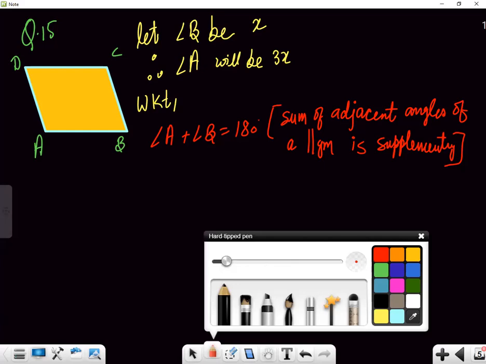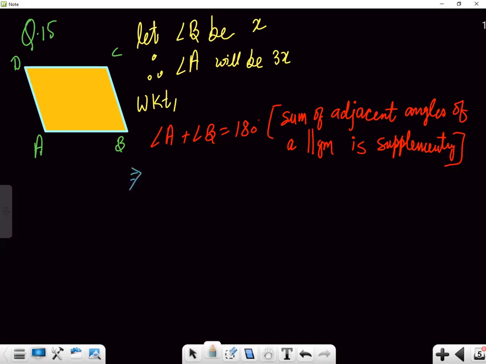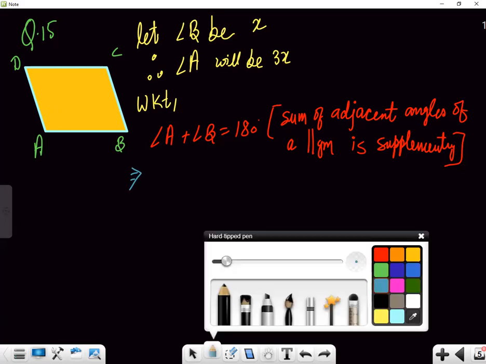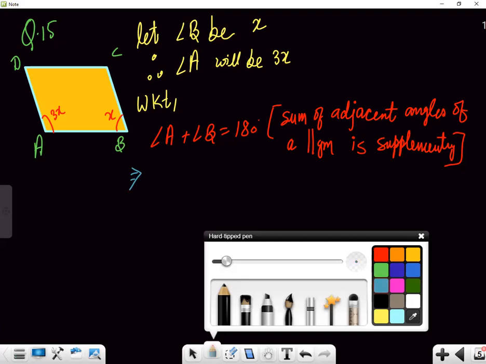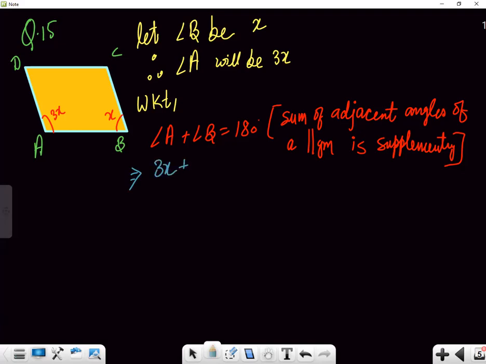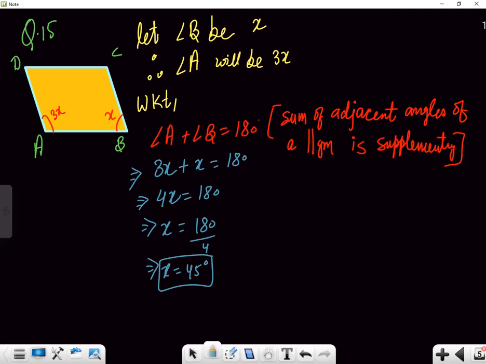Now after that what you have to do, just put the values. So angle A is 3x. Angle A, what is the measure of angle A? Angle A here is 3x and angle B is x. Okay, so after putting the values, angle A, that is 3x, and angle B is x, is equals to 180. So 4x, 3x plus x, 4x equals to 180. So finally the value of x is equals to 180 by 4. So the value of x is 45 degree. Okay, now you have to find all the other angles.